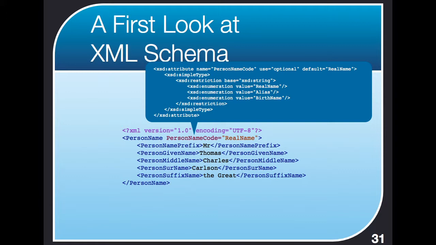But if we want to know what else can go in there, we need to look at it further on its typing. It's not just a string. Instead, it's a string that's been restricted to 3 potential values, real name, alias, and birth name. So that's what we know what the attribute looks like and whether or not it needs to be in there in the person name tag.